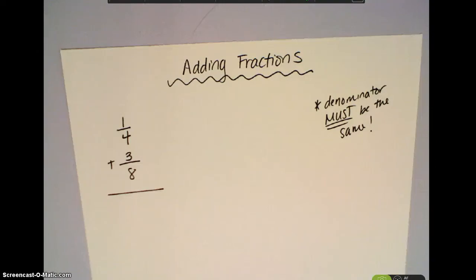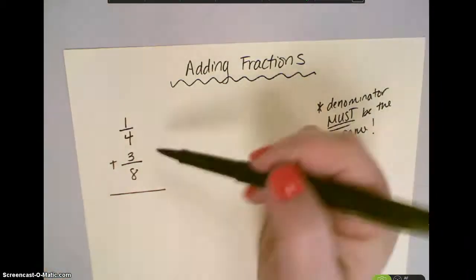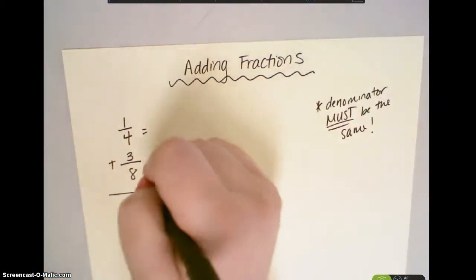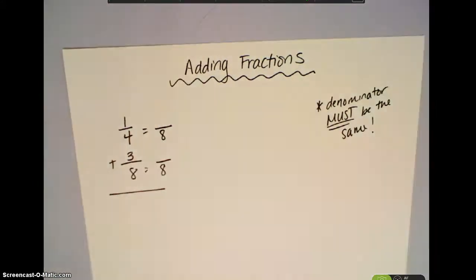Okay, so here I do not have the same denominator, so I need to figure out something I can use. And based on what we learned last week, we can actually use the least common multiple of my two denominators to find the common denominator. So the least common denominator for 4 and 8 would actually be 8. So I'm going to basically make both of my denominators 8.